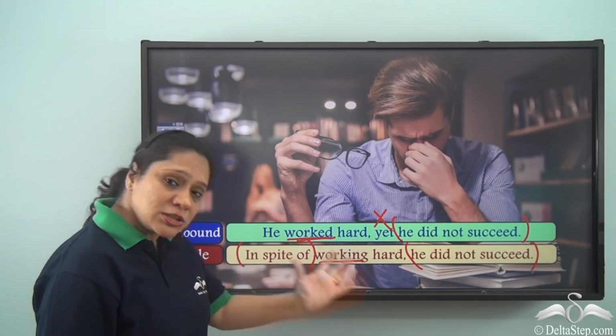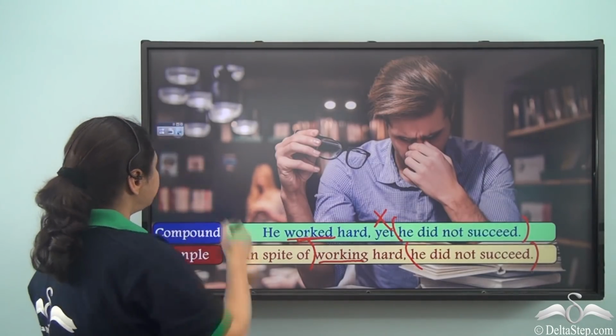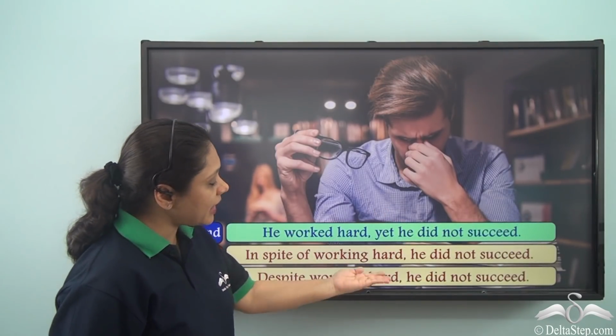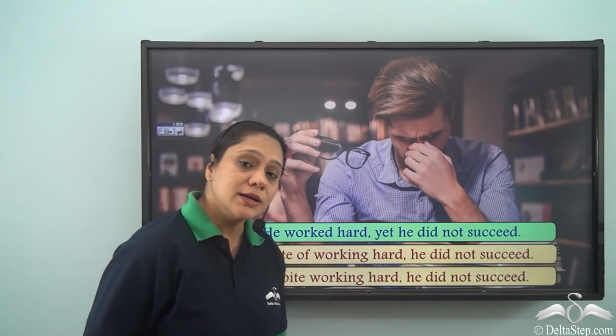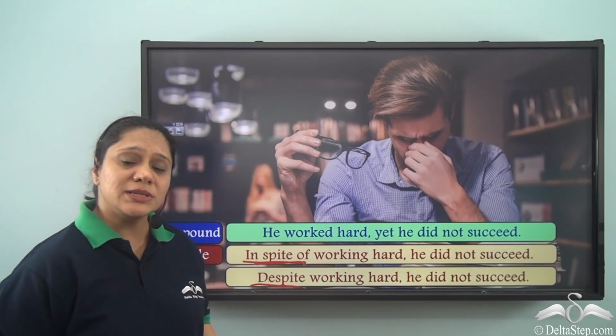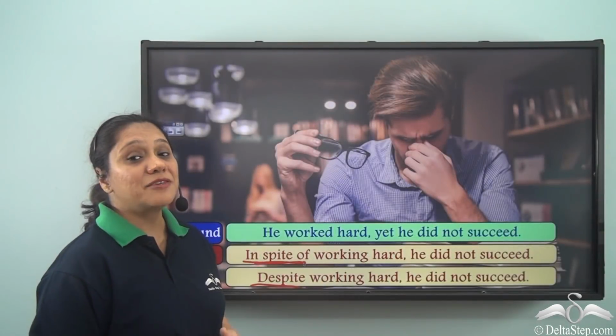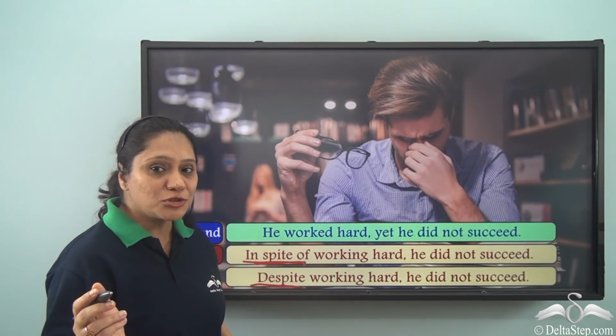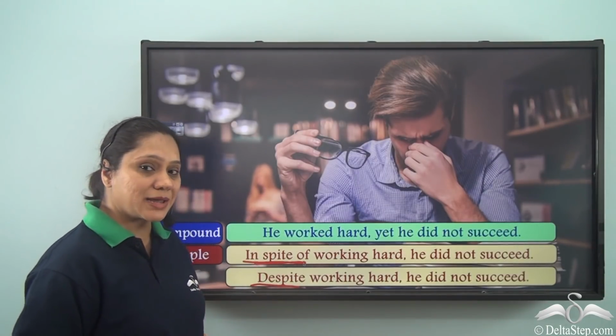So we have the simple sentence, in spite of working hard, he did not succeed. Now we can also write this sentence as, despite working hard, he did not succeed. So despite and in spite of can be used interchangeably, and remember that we never use of after despite.